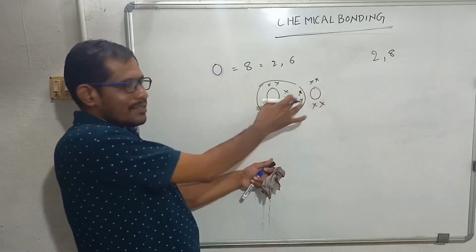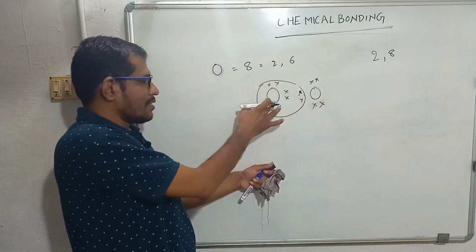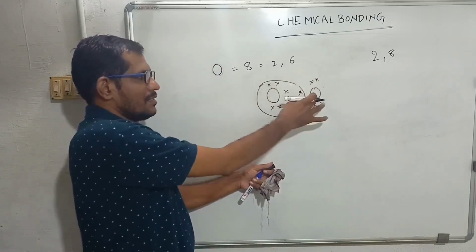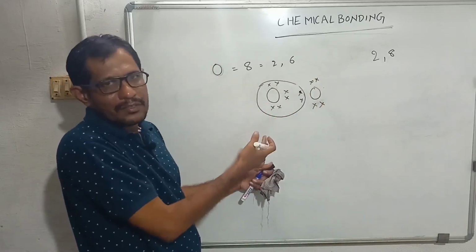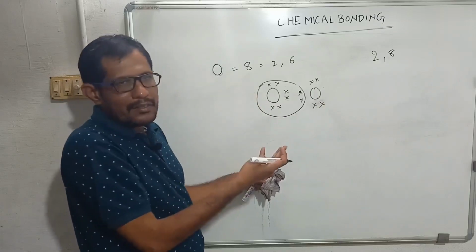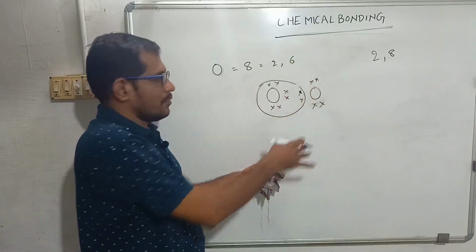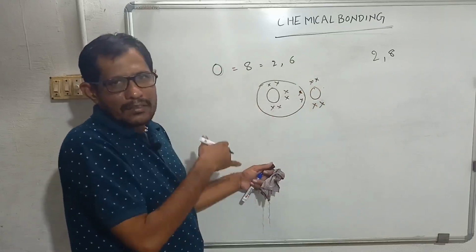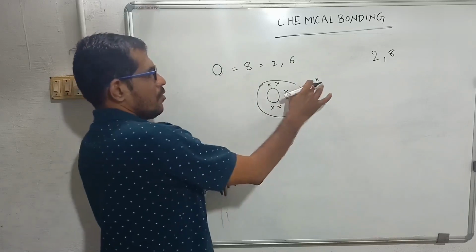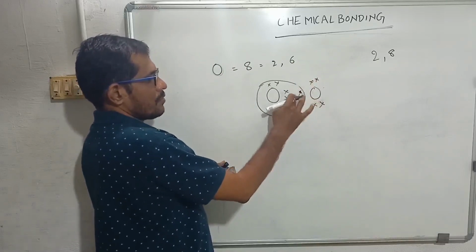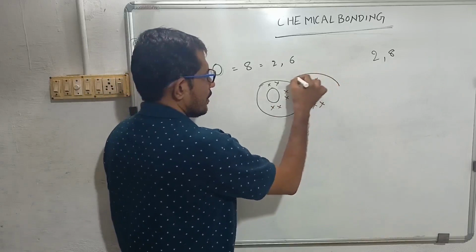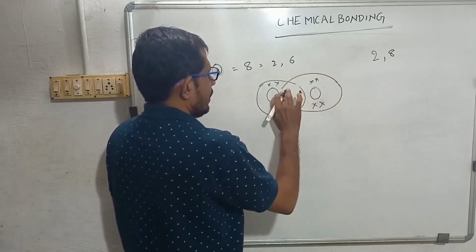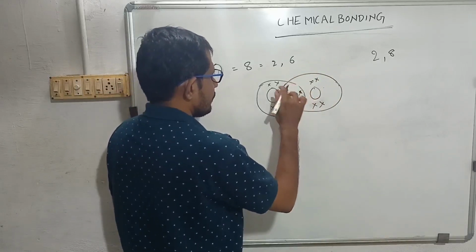Now if you check this oxygen, this oxygen also needs 2 more electrons to become stable itself. So 1, 2, 3, 4, 5, 6, 7, 8. So draw a circle like this.